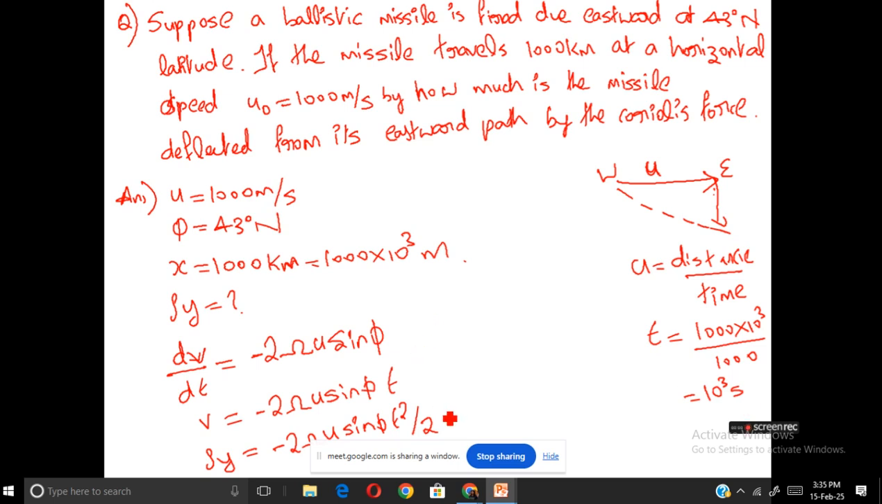Now, if we calculate the value of delta y, how much will it be? Can you substitute and calculate? We know the value of omega, the value of u is given, phi is given as 43° north, and t we just calculated to be 10 raised to 3 seconds. Just substitute the values and tell me the value of delta y, or how much the missile will be deflected from its original path.